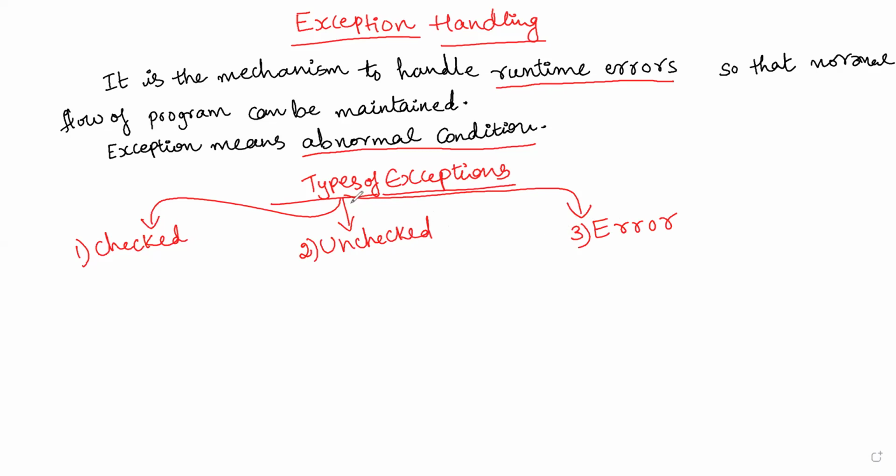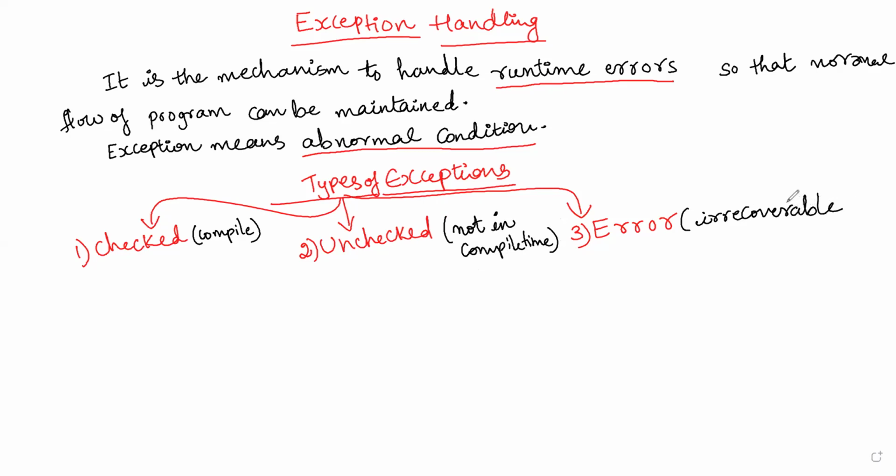Now what is meant by checked exceptions? Remember, these exceptions come at compile time. Unchecked exceptions are not at compile time, which means they occur at runtime. Now, errors are called irrecoverable. We cannot recover from them.